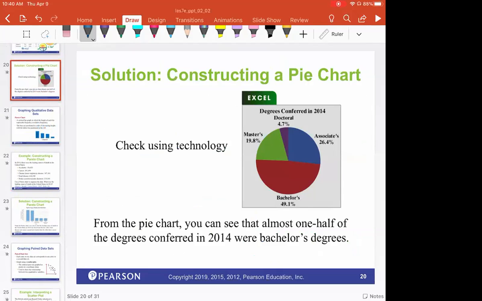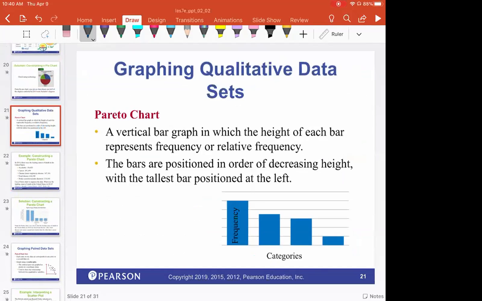Okay, let's move forward. A Pareto chart. A Pareto chart looks very familiar, like something we've done in the past. It looks a lot like a histogram. The big difference is that we don't have our bars touching, so that makes it different. It's a different type of bar graph. A Pareto chart is a vertical graph in which the height of each bar represents the frequency or relative frequency. The bars are positioned in order of decreasing height, with the tallest bar positioned at the left.